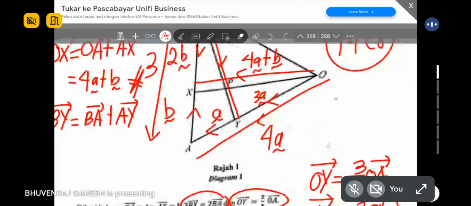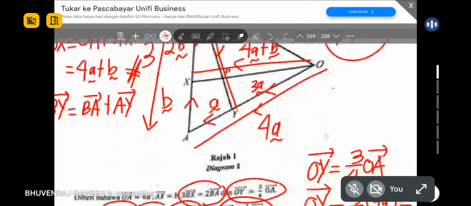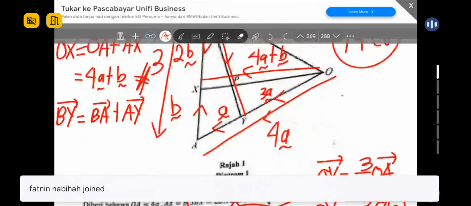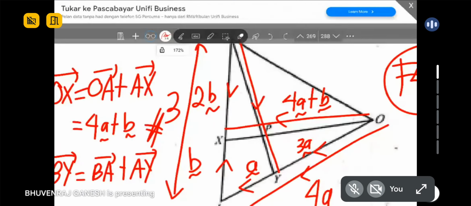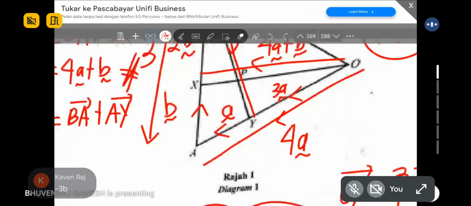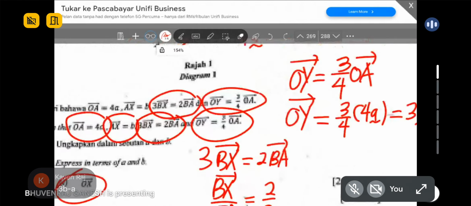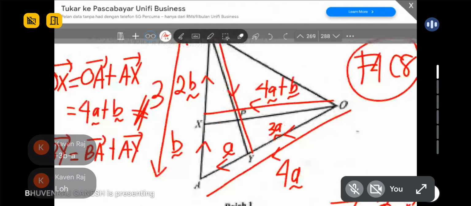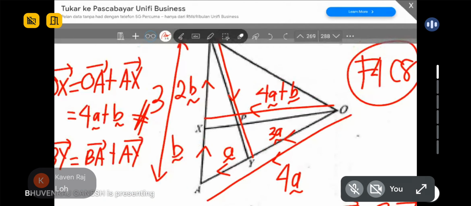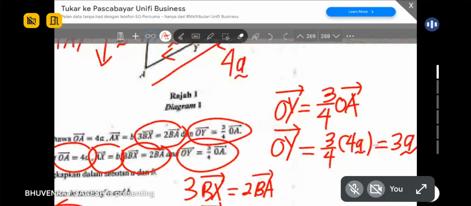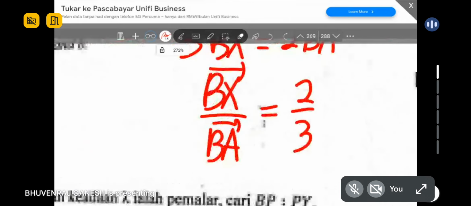One more thing you guys must take note: the direction. The direction over here is important. If you see, the direction actually goes up, so this one also must go up. You must follow the direction. Remember, the ratio follows the direction. So it's BX and BA. So you must reverse the direction.